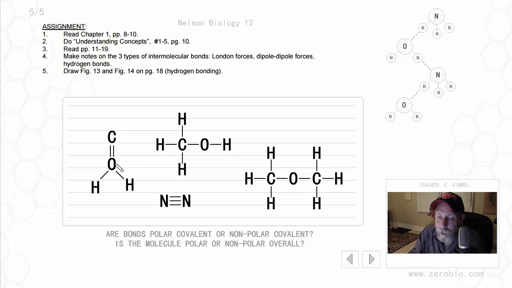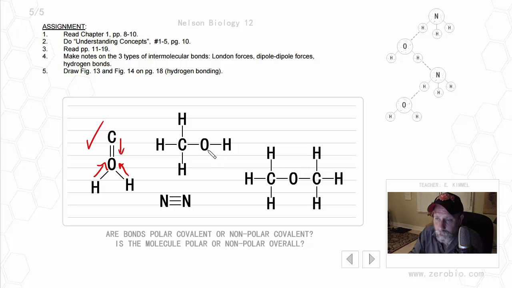Oxygen is more electronegative than hydrogen. So in this case, electrons are going to be pulled this way. It's also going to pull electrons this way, but it's not an equal pull. This is not a symmetrical molecule, and so you are going to have polar covalent bonds in this molecule, and this will be a polar molecule.